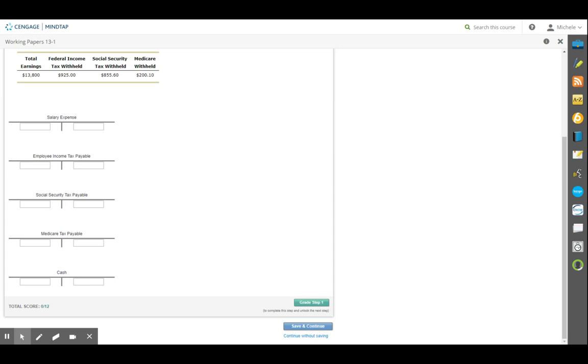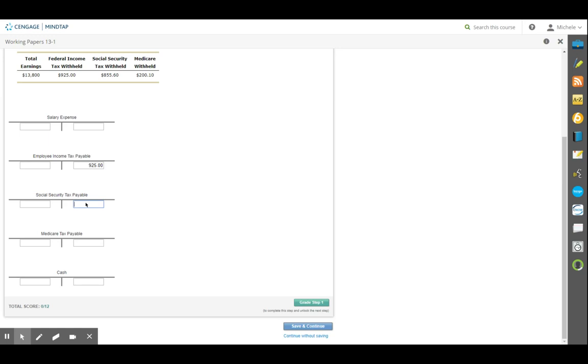And then cash, remember cash, you always put in a debit if you're bringing cash into your business, and it's a credit if you're spending cash. Well, obviously, if we paid payroll, we spent cash, so cash is going out, so that's going to be a credit. So all we'll have is one debit, and the rest of these will be credit. So employee income tax payable, we don't have a heading that says employee income tax payable. But if you remember what I said in the lesson, the federal income tax payable is what we're going to call the employee income tax payable. So we're just going to bring that number down here.